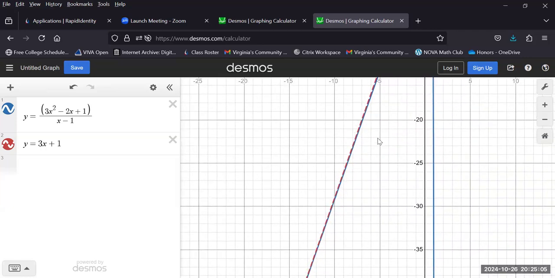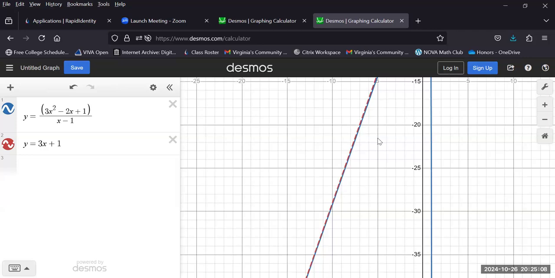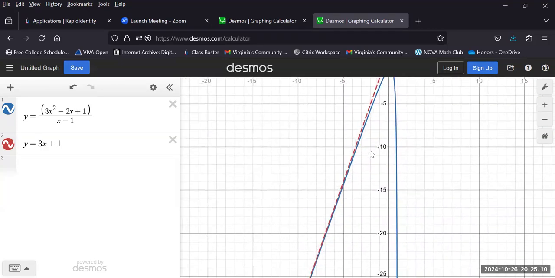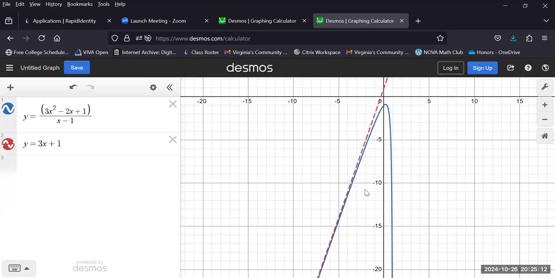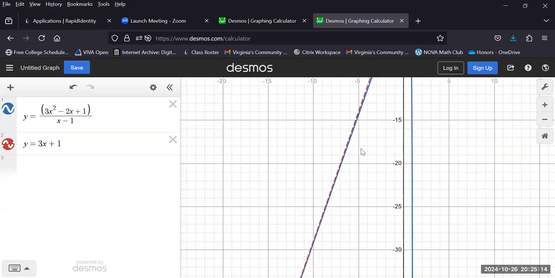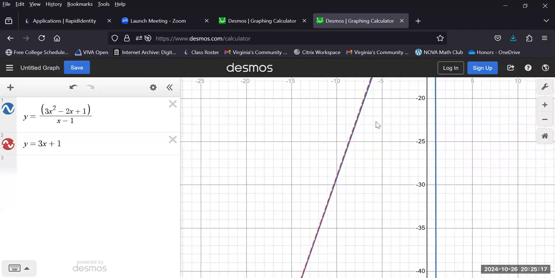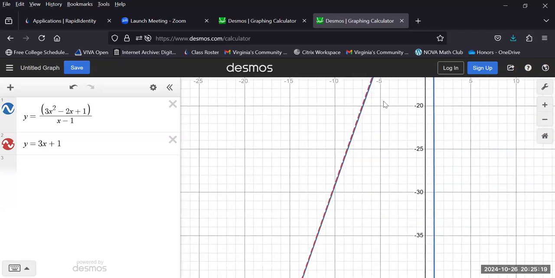But just like with vertical asymptotes, it's not ever going to cross. It's not going to touch the asymptote nor cross.